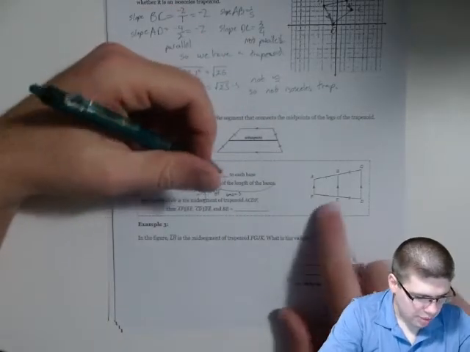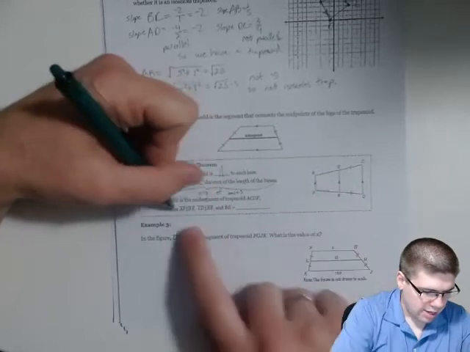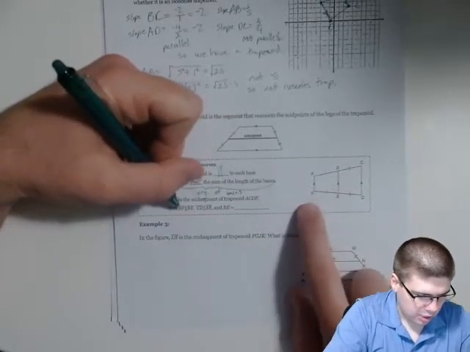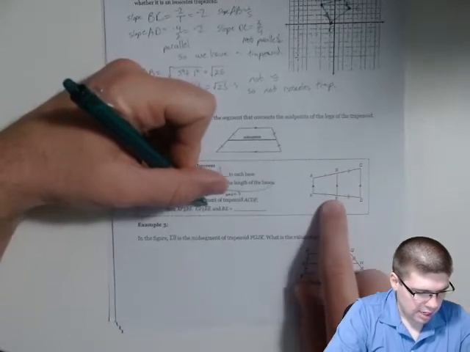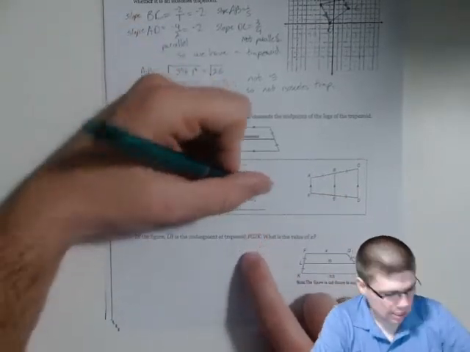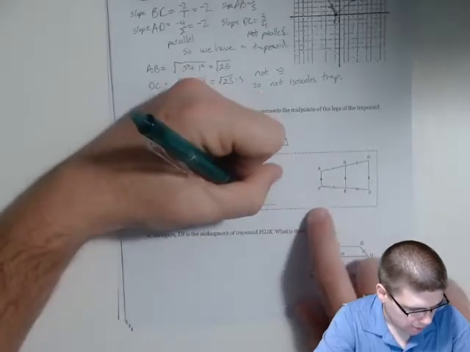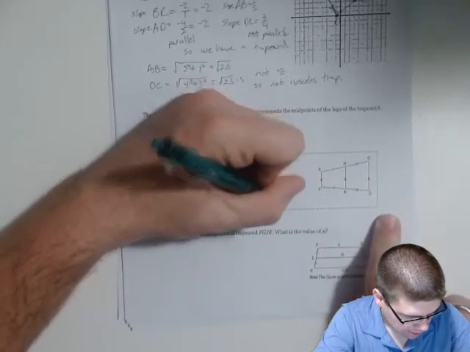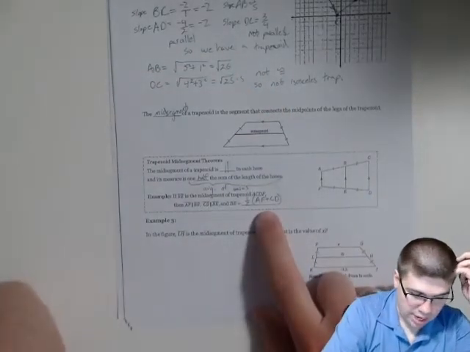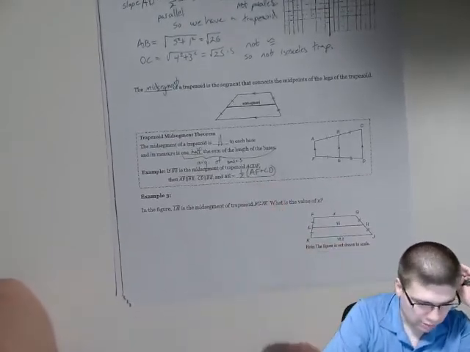So if BE is the mid-segment of trapezoid ACDF, then AF is parallel to BE, CD is parallel to BE as well, and BE is equal to, and I'm going to write it this way, 1/2 of AF plus CD, right? Or you could just say AF plus CD divided by 2. It's the average of those two values.